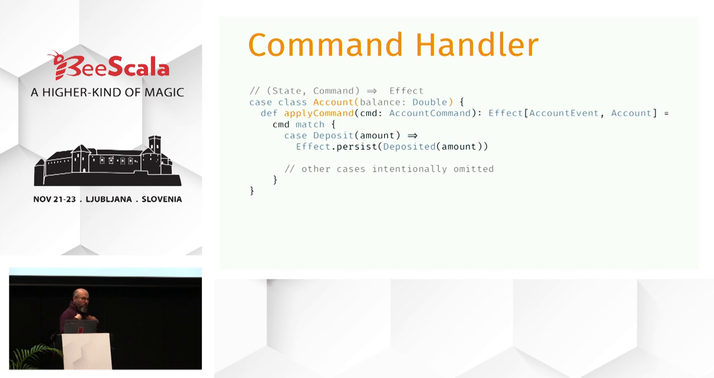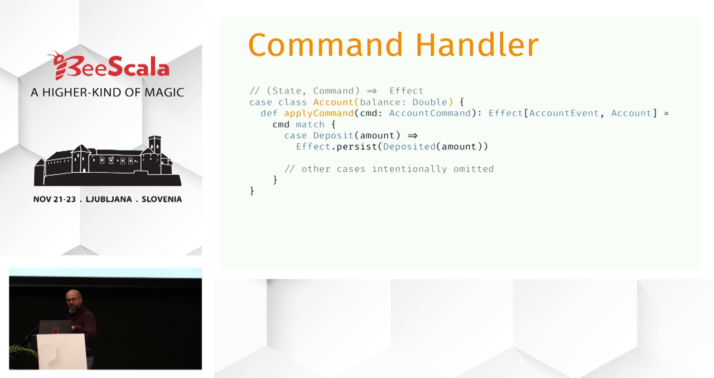Now, the next thing that you have to define is a command handler. The command handler is a function from state and command, so your existing state and the command that is coming in, and you have to return an effect. An effect is a description of what needs to be done. It will not be executed. You're just telling Akka Persistence Typed what you want to happen.